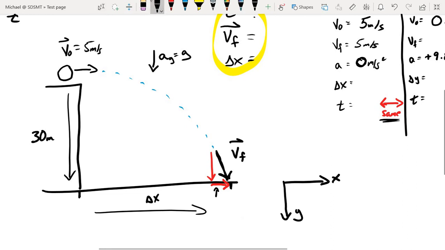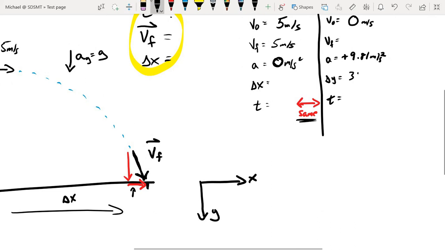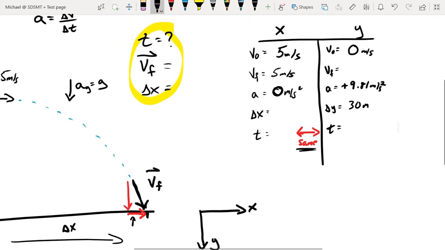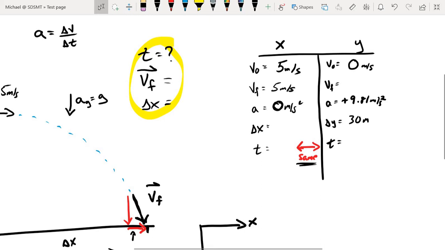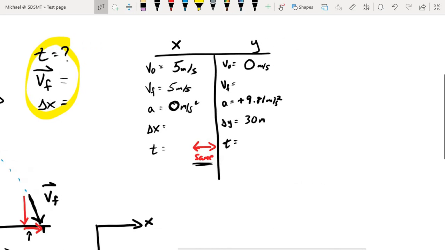Remember that the displacement for the rock in the y-axis is 30 meters down. Down is the positive direction, and so we have positive 30 meters. And now we have 3 pieces of information in the y direction. We can use those to solve for the remaining 2 pieces of information.